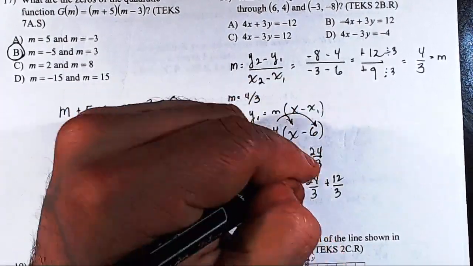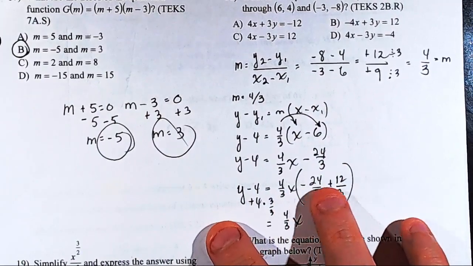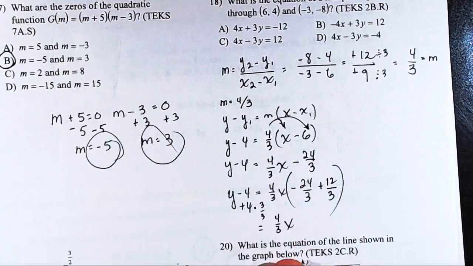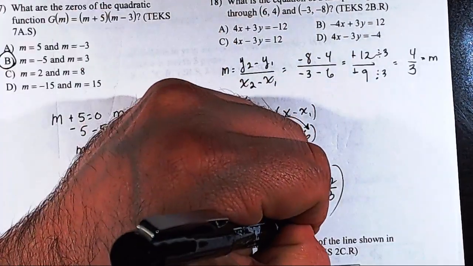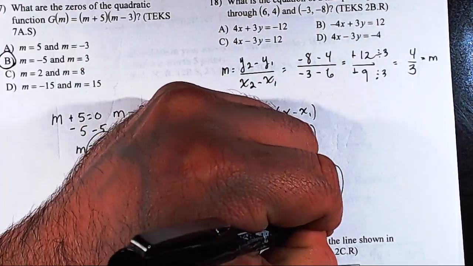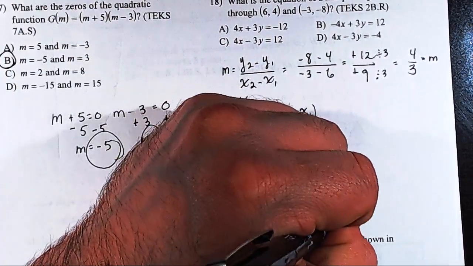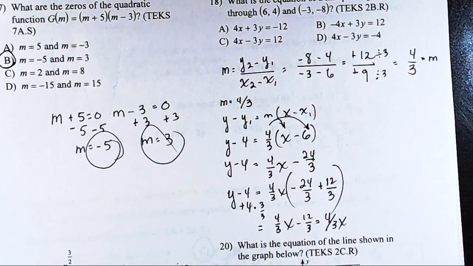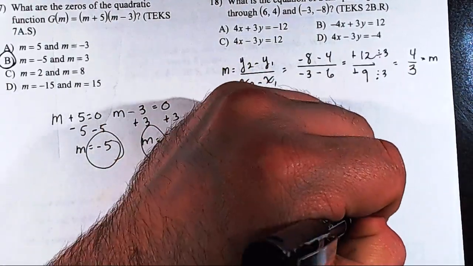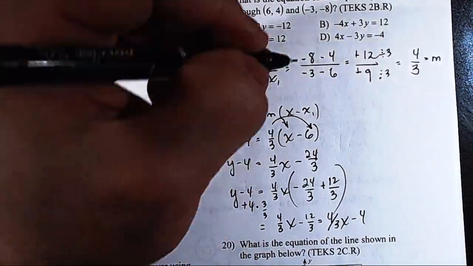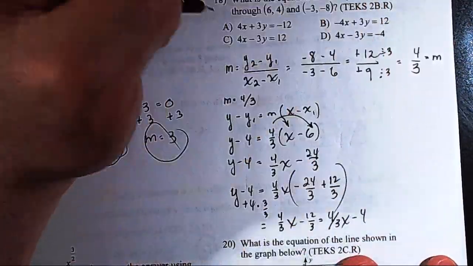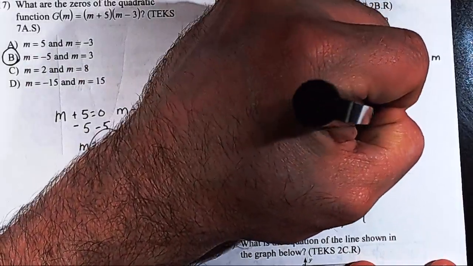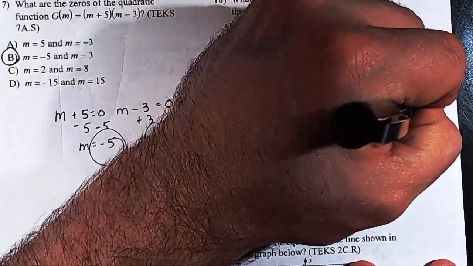And now I'm going to deal with this. Minus 24 plus 12 is minus 12 over 3. So negative 12 thirds. This becomes 4 thirds x. And then we can reduce 12 over 3 to 4, so minus 4. Okay, so now let me write my equation. Y equals 4 thirds x minus 4.